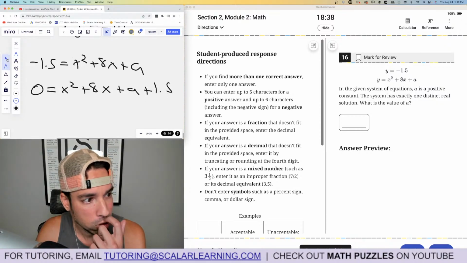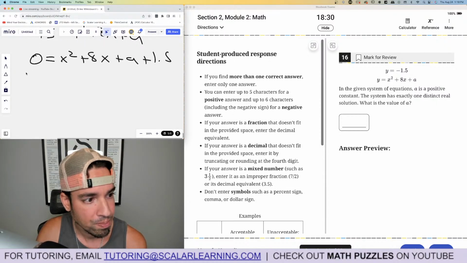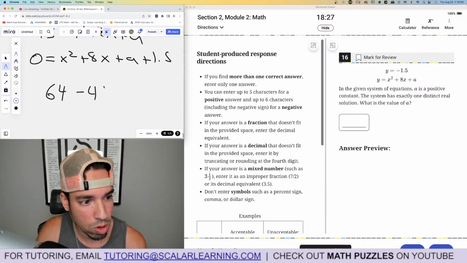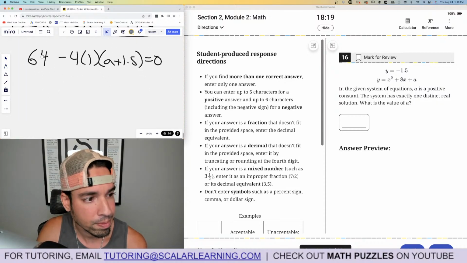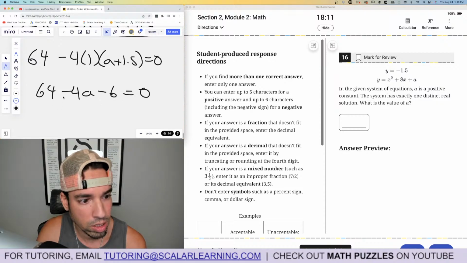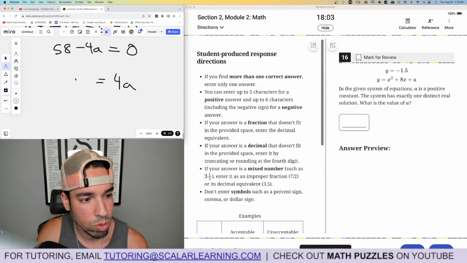They're saying this system has only one real solution. That means my discriminant has to equal 0. Now I can do the discriminant, b squared, which is 64, minus 4a, and then c is this entire constant, so you have to do a plus 1.5, and this has to equal 0. Now we distribute that negative 4, and we get minus 4a minus 6 equals 0. 64 minus 6 is 58, minus 4a equals 0. Then we add 4a to both sides: 4a equals 58, and then we divide both sides by 4.